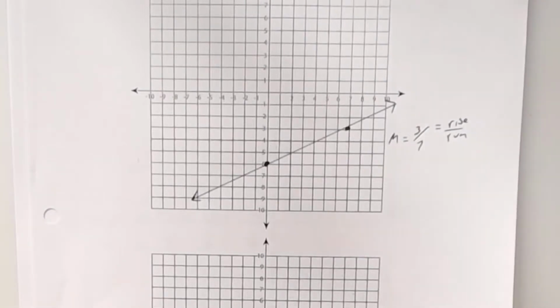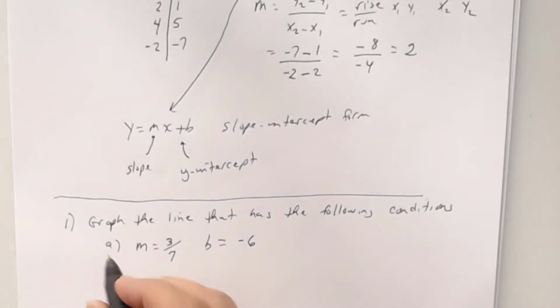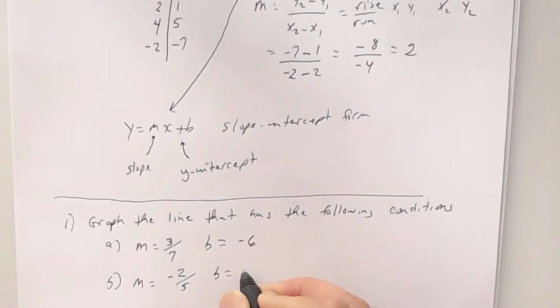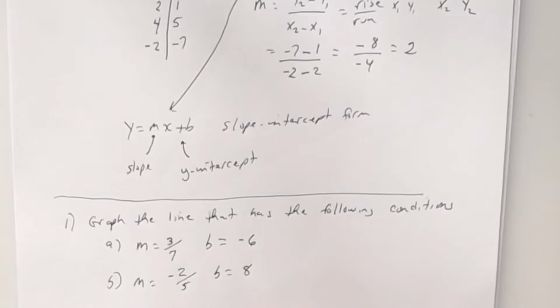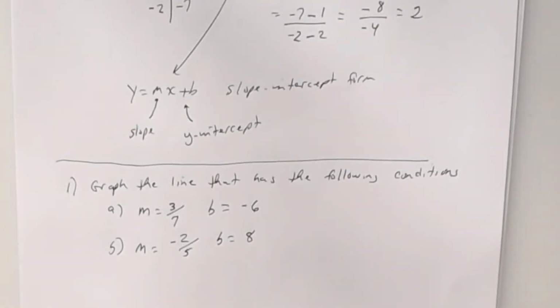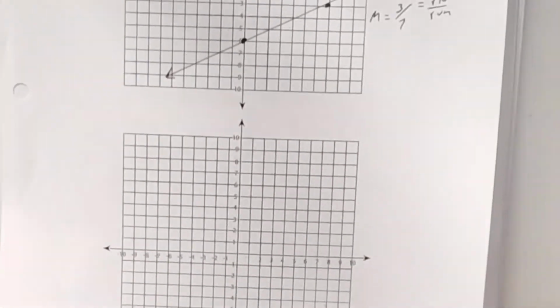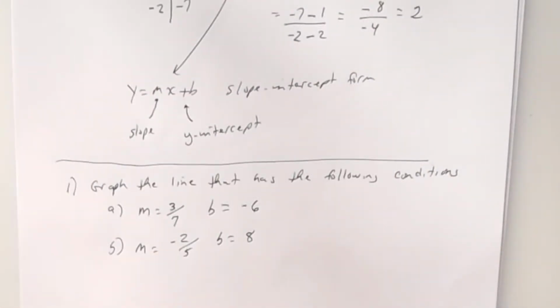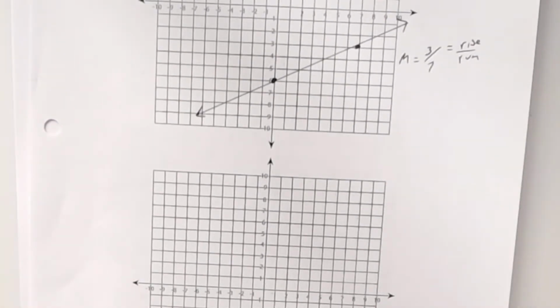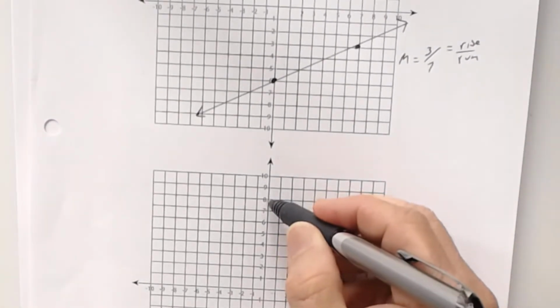Number 2, or actually B, let's suppose this time that my slope is -2 fifths, and my y-intercept is, let's say, 8. To graph a line, how many points do you need? 2. Based on this information, do I know any point that's on that line? The y-intercept, which is 8. So I do the y-intercept first. I plot that point first.